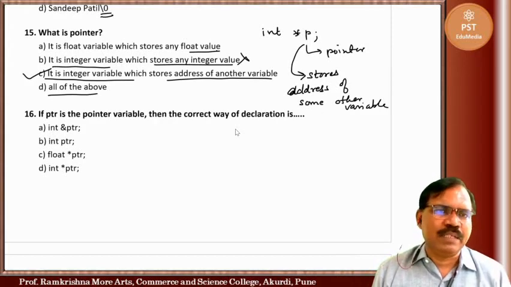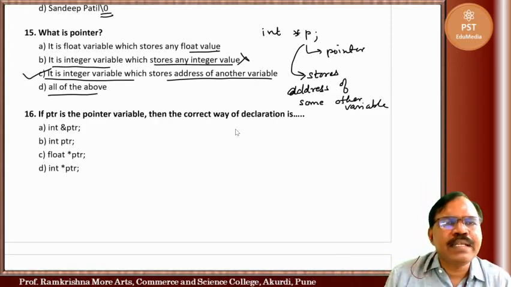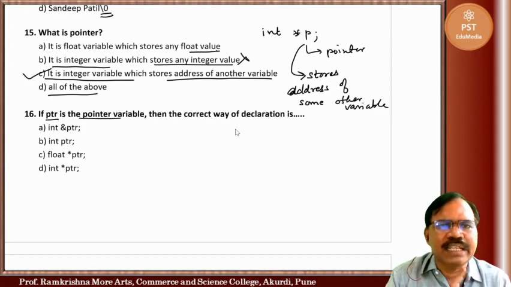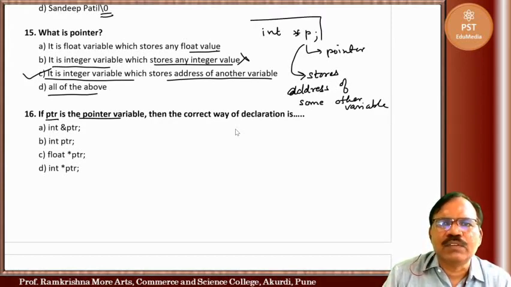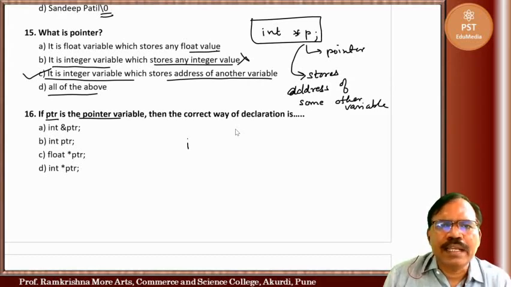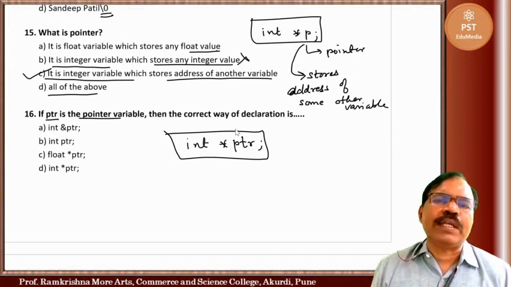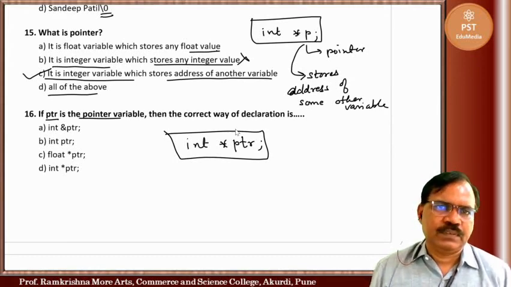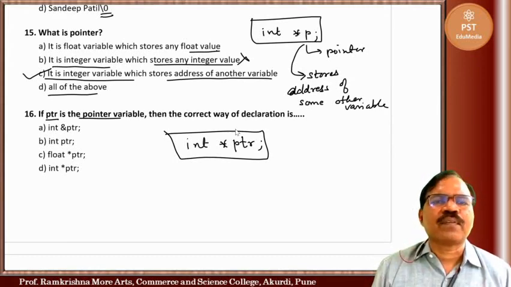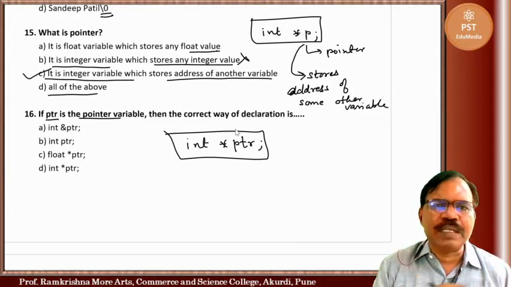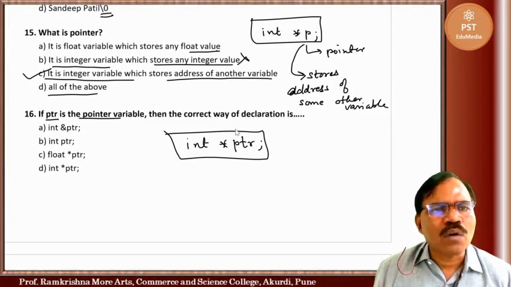It is an integer variable. If ptr is the pointer variable, means it is the name, then the correct way of declaration is just what we have seen. So int *ptr. This is the correct way to declare a pointer. Here also we use star before ptr. So out of all these, this last one is correct.